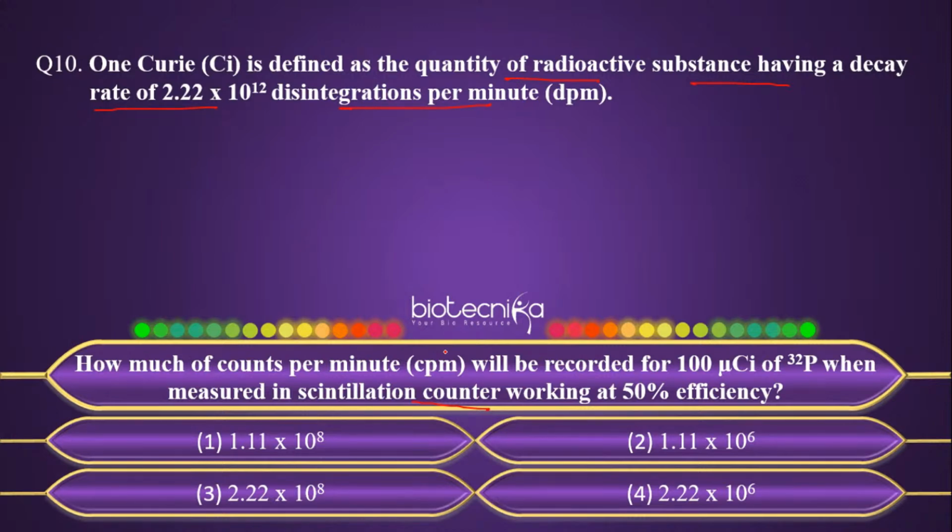See, the difference in option 1 and option 2 is only in this value, 10 raised to power 8 and 10 raised to power 6. So make sure that you are solving correctly. Similarly, in option 3 and 4, it's the difference of 10 raised to power 6 and 10 raised to power 8. Okay, option 1 and option 2.